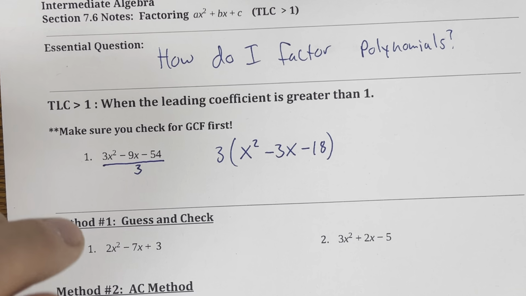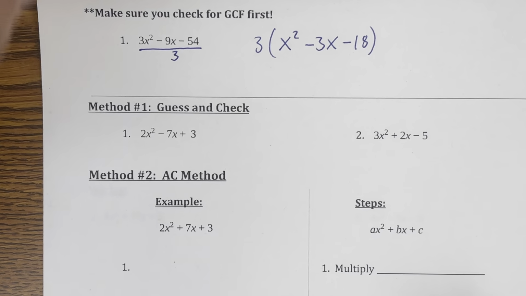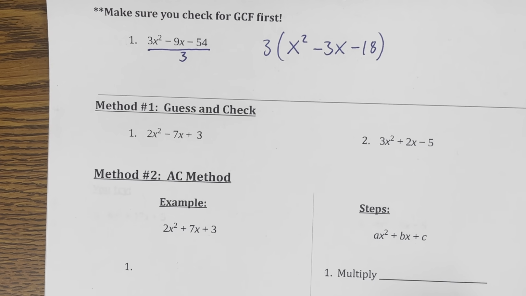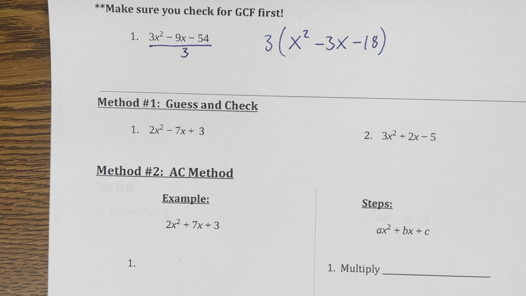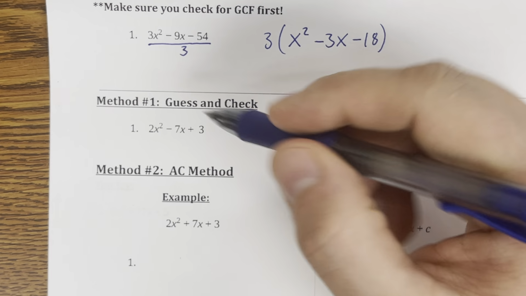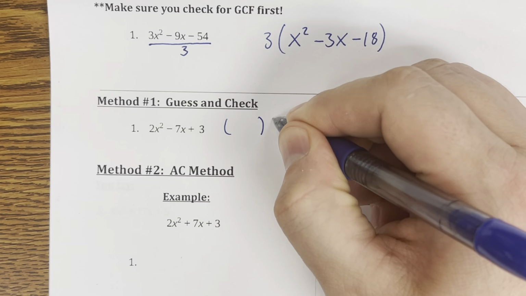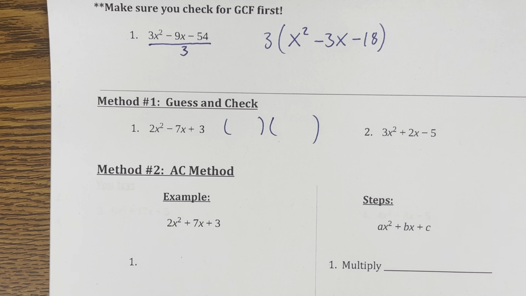So when we have a leading coefficient greater than 1, there are 2 methods we can use. The first method is the guess and check method. This one could take some time, especially if you can't FOIL well in your head. So essentially what we're going to do is set up our 2 sets of parentheses, and we're going to try and factor this.